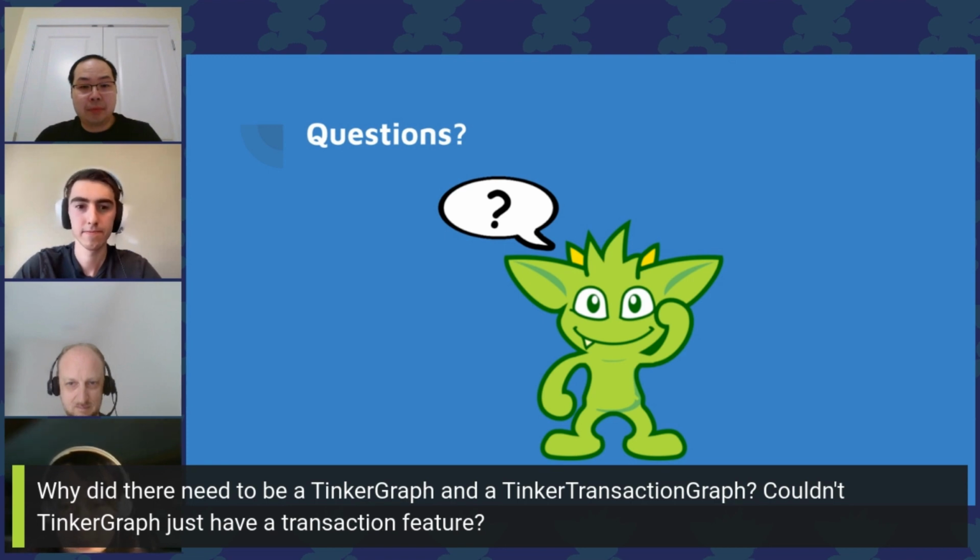Okay. So why did there need to be a TinkerGraph and a TinkerTransactionGraph? Couldn't TinkerGraph just have a transaction feature? Okay, so I think that's for Valentyn to answer then.